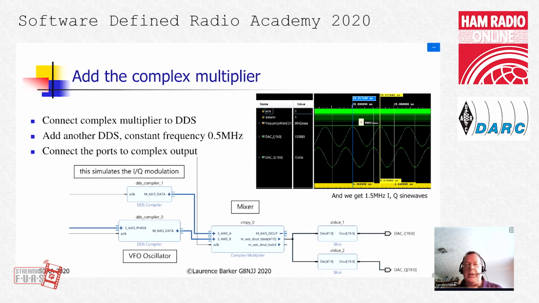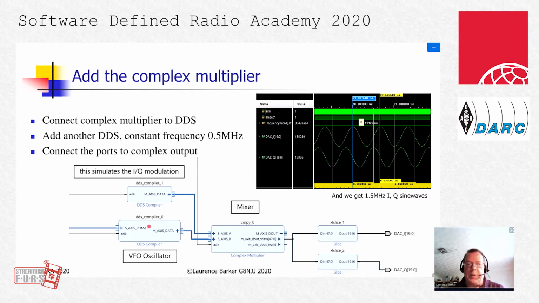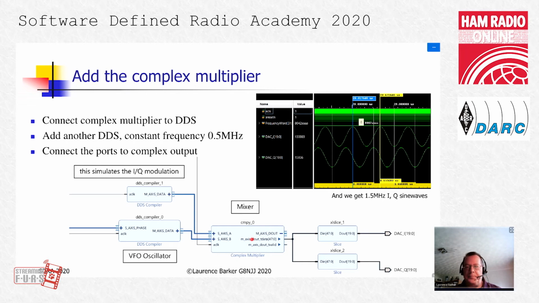Now we can add in the complex multiplier. So this was my DDS, and these were my output slices. In between them, I've now put the complex multiplier. The output data width has gone up a bit because the complex multiplier increases the output sample size. So I've got to change the size of these and the size of the ports on the schematic.